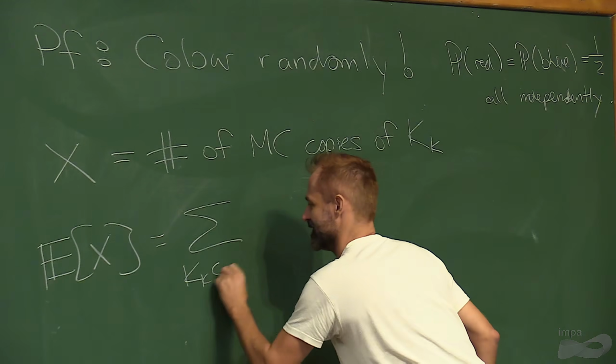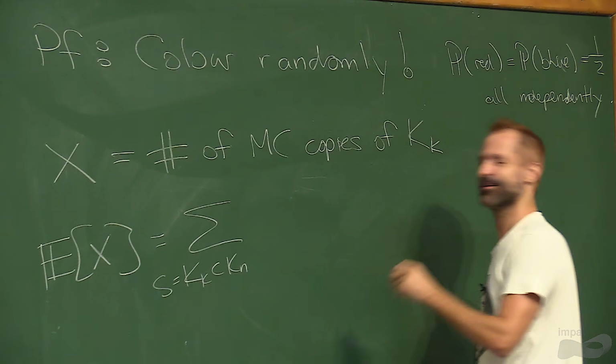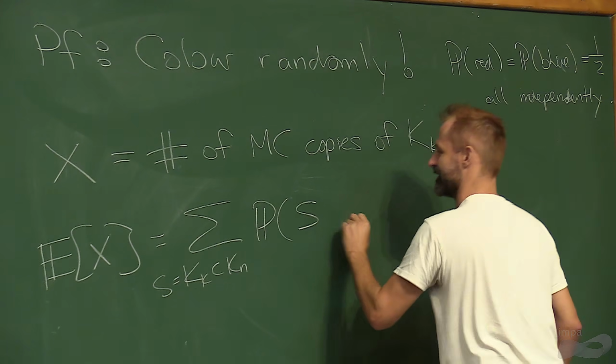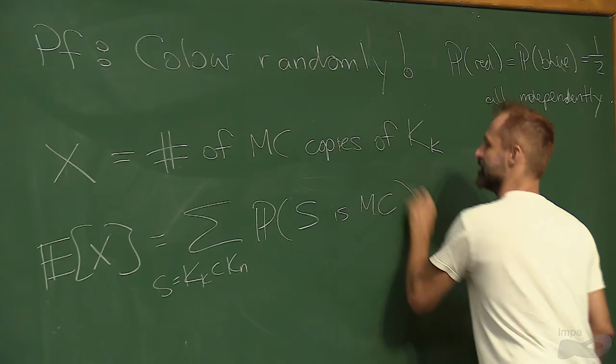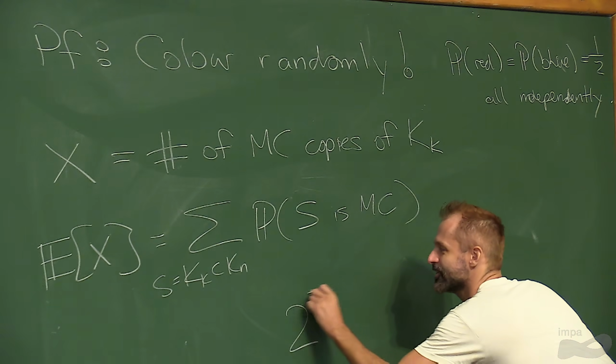That's right. I'll call it S or something. You're checking if all the n is inside. Exactly. Great. So what is the probability that a particular k-clique is monochromatic? Louder. 2 to the minus k.